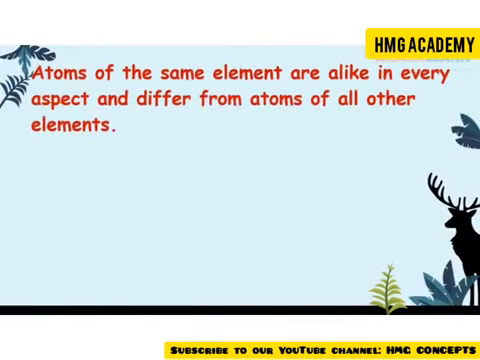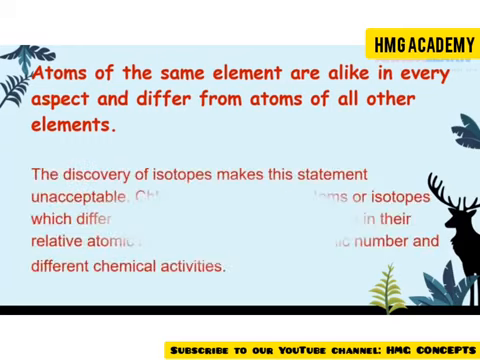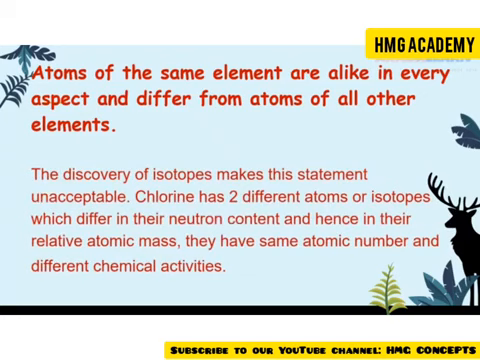Another proposition of the theory said that atoms of the same element are alike in every aspect and differ from atoms of all other elements. This also has been proven to be wrong. The discovery of isotopes makes this statement unacceptable. Chlorine, for example, has 2 different atoms or isotopes which differ in their neutron content and hence in their relative atomic mass. They have same atomic number but different chemical activities.